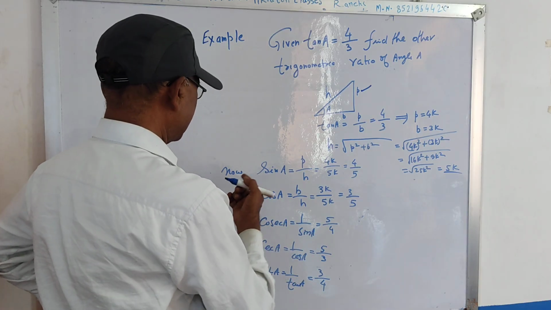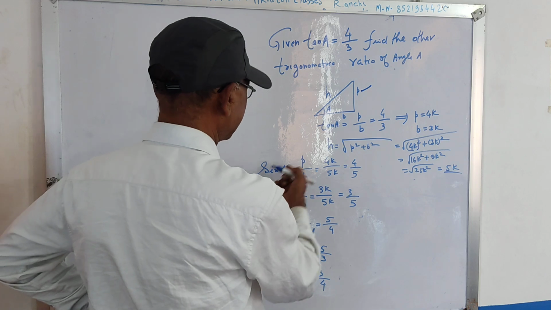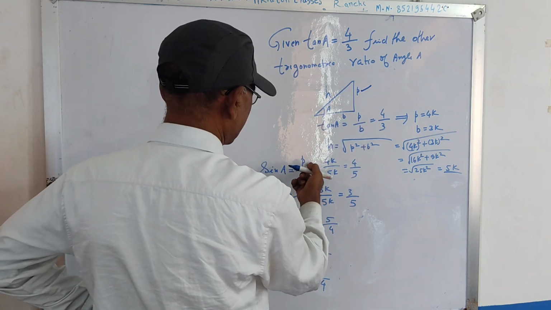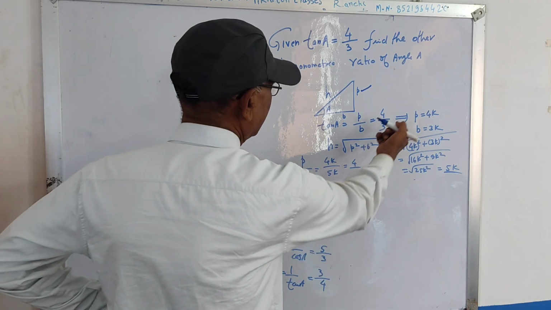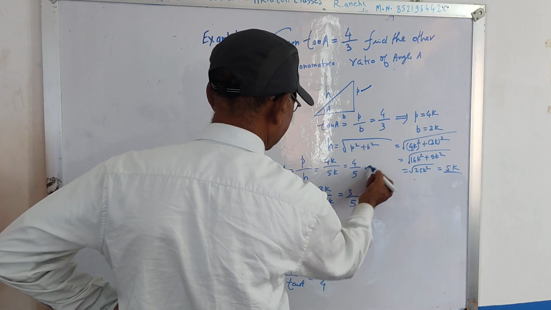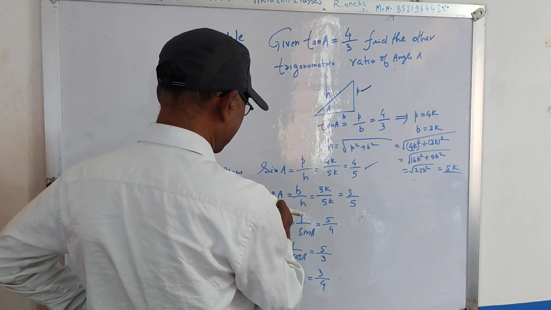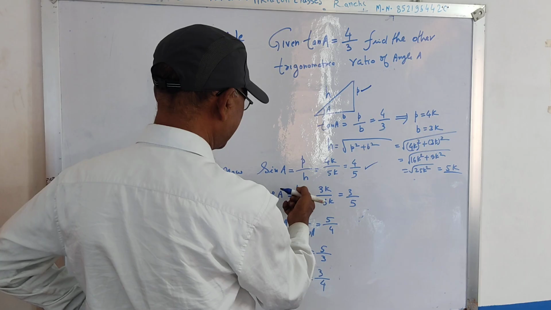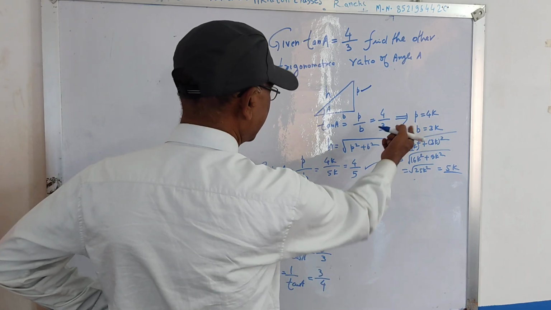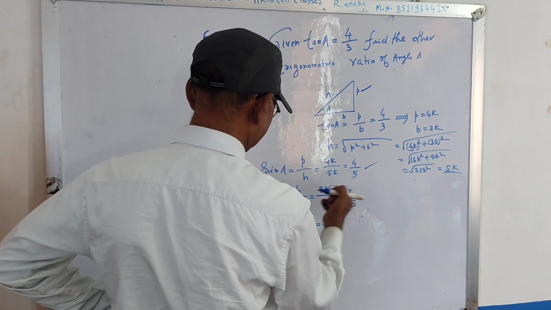Now you know sine of angle A is perpendicular by hypotenuse, P by H. So in place of P you put 4K and in place of H, 5K, so the ratio is 4/5. So sine of angle A is equal to 4/5. Cosine of angle A is defined as B by H, base by hypotenuse. So B is your 3K, H is 5K, so K will cancel out, giving 3/5.